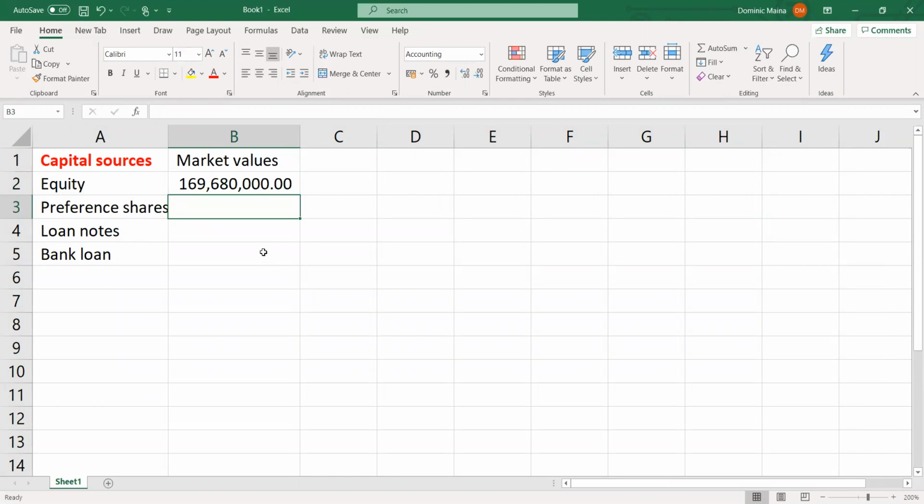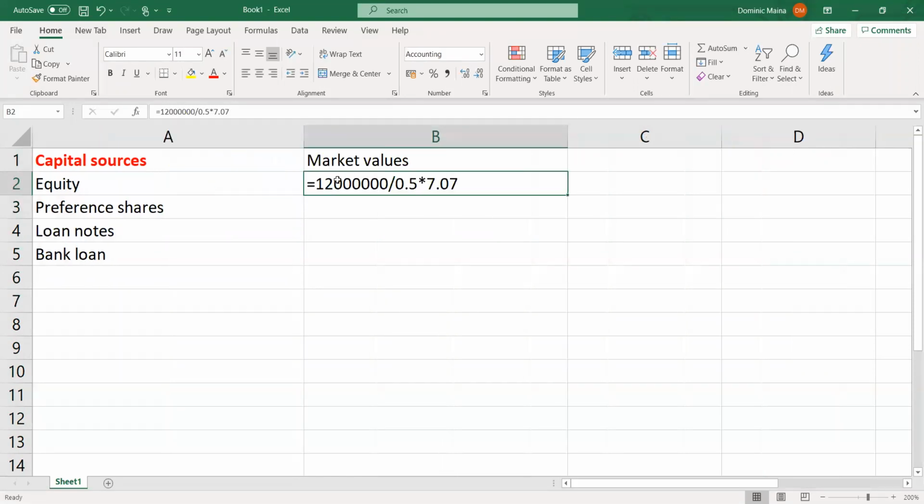That gives therefore the market value for equity shares. Just to refer back to the formula, it was 12,000 divided by 0.5 times 7.07, the total market value for the equity shares.